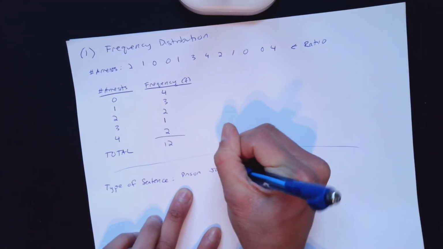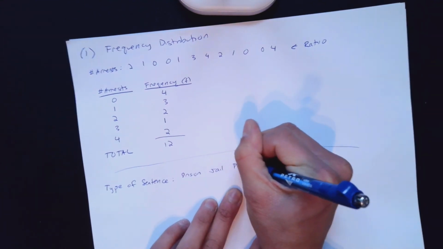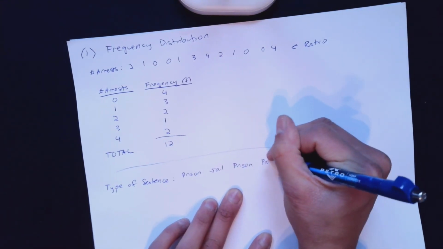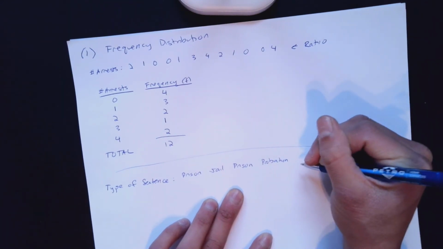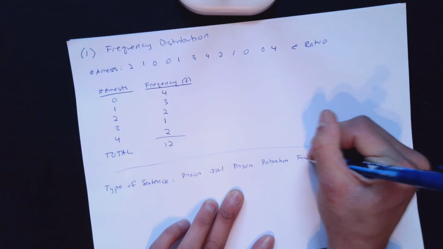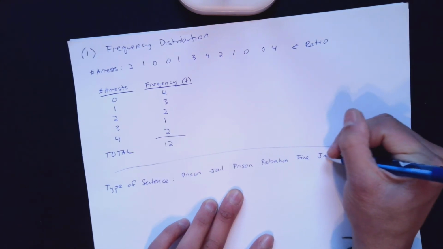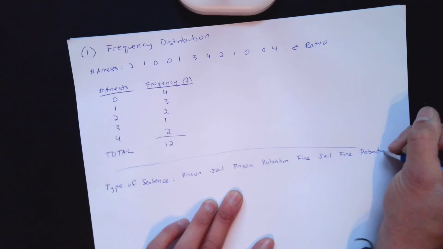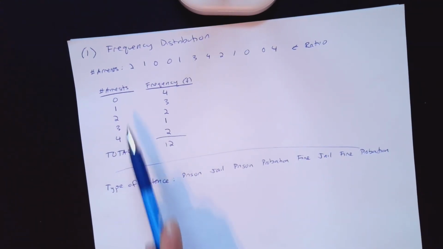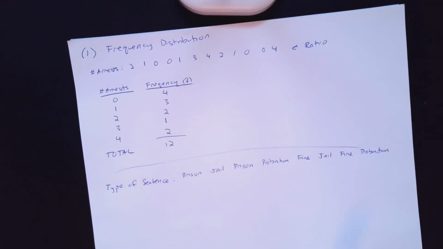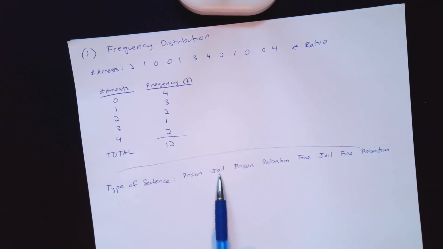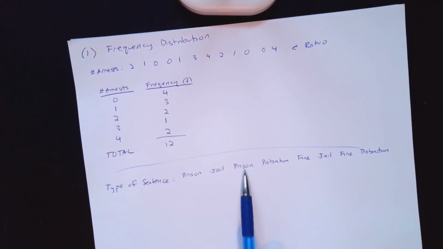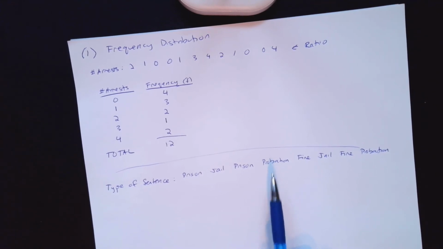prison, jail, prison, probation, a fine, jail, a fine, and probation. So again, similar to what I had up here, this is raw data, so we're just looking at the type of sentences that 8 people got. So this right here refers to one person getting prison as a sentence, one person getting jail as a sentence, another person getting prison as a sentence, a different person getting probation as a sentence, and so on.